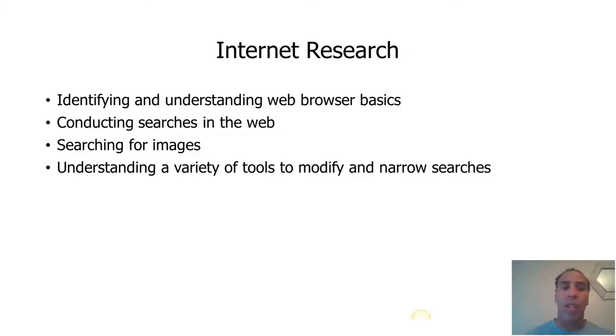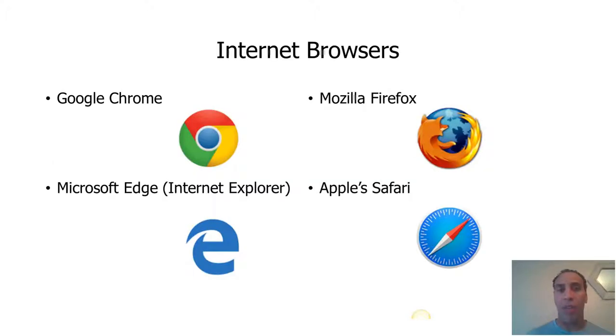So internet research: identifying and understanding web browser basics. Understand a little bit more about which browser you use. You may not even know what a browser is. Conducting searches on the web, searching for images, very easy on Google, which we'll show a little bit later in the PowerPoint presentation, and understanding a variety of tools to modify and narrow your searches, which is kind of what you want to do. Obviously, Google can't jump in your brain. Sometimes it feels like it does, but you want to narrow and modify those searches.